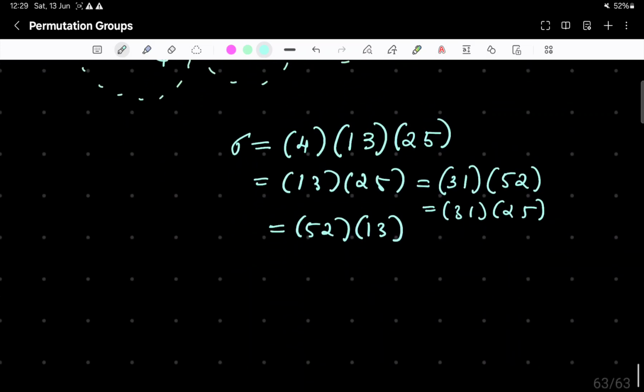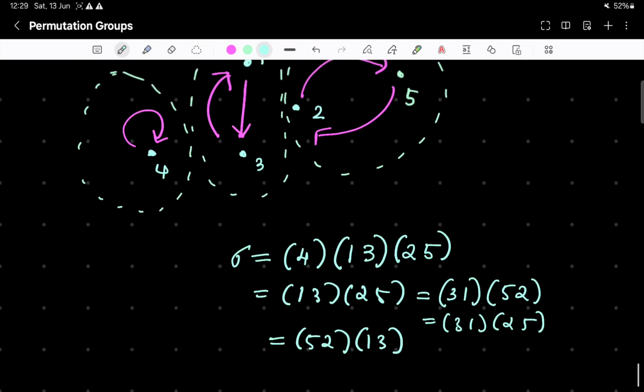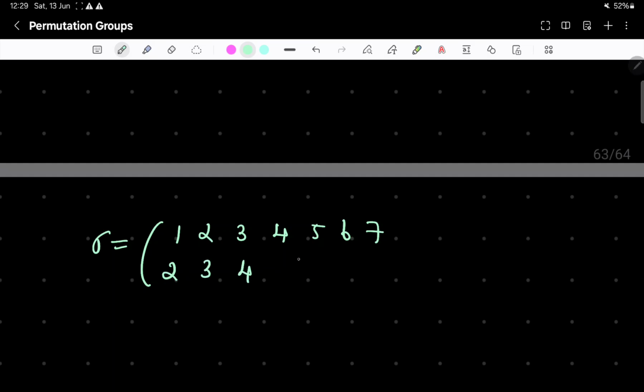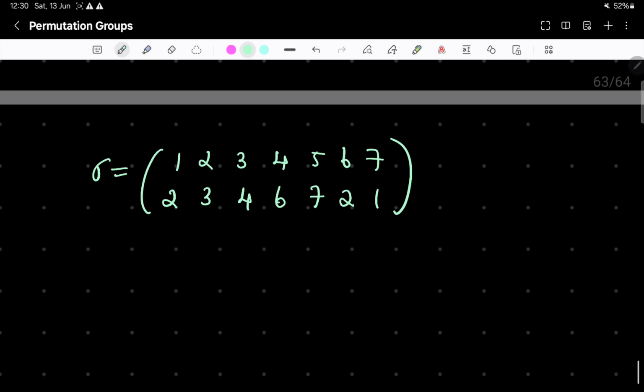I'll give you one more example, which will give you more understanding about this notation. Let's look at a bigger one, a permutation on 7 elements. 1 goes to 2, 2 goes to 3, 3 goes to 4, 4 goes to 6, 5 goes to 7, 6 goes to 2, 7 goes to 1. Let this be a permutation, right?